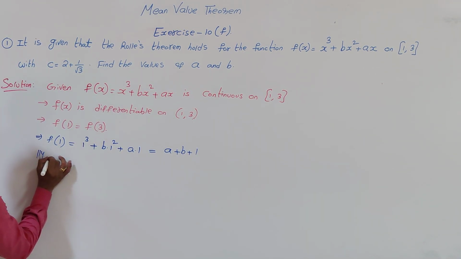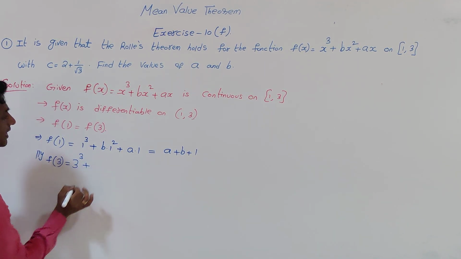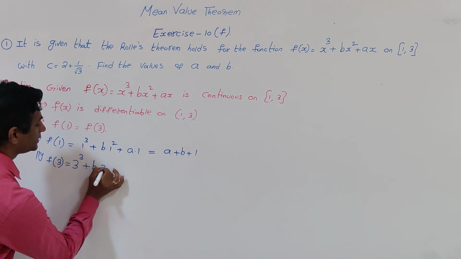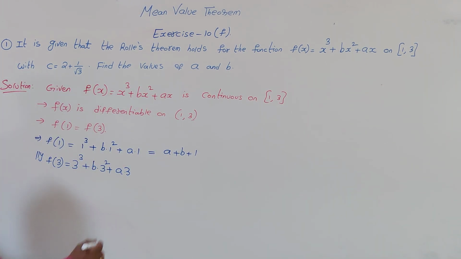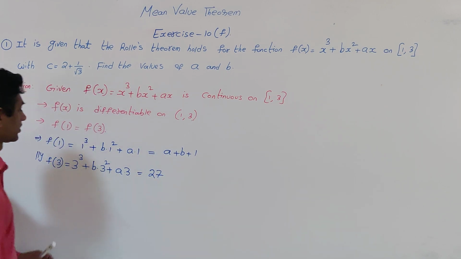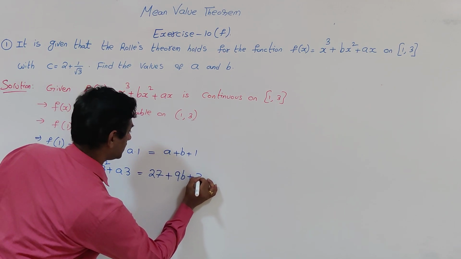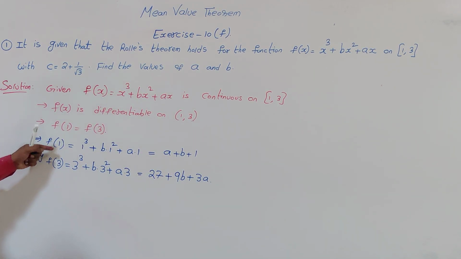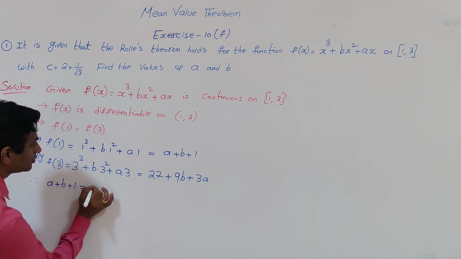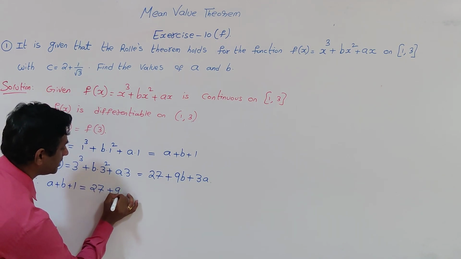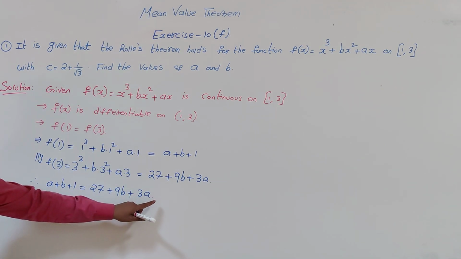Similarly, f of 3 is 3 cube plus b into 3 square plus a into 3, which is 27 plus 9b plus 3a. Now as these two are equal, therefore a plus b plus 1 is equal to 27 plus 9b plus 3a. Take all these terms to the right hand side.